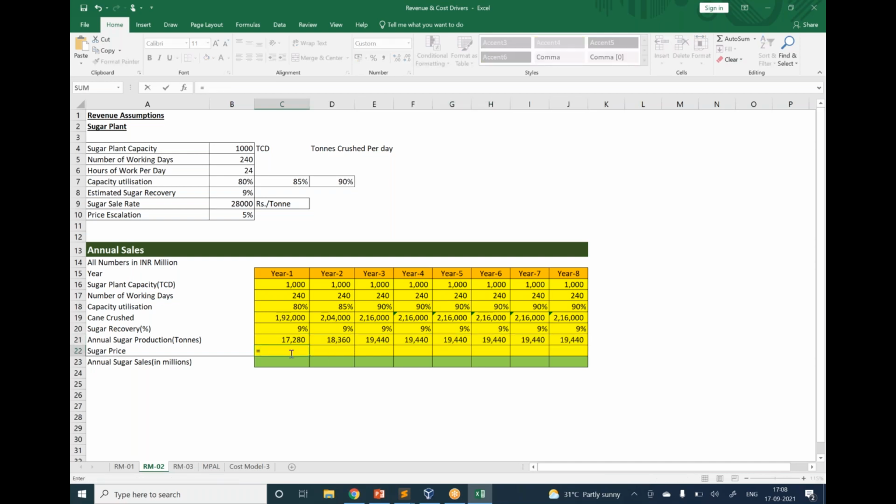And the sugar price is 28,000. And this sugar price will increase every year by 5%. So annual sugar sales will be total production into sale price divided by 10 to the power of 6.